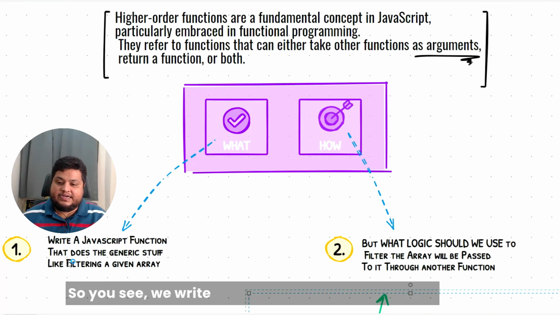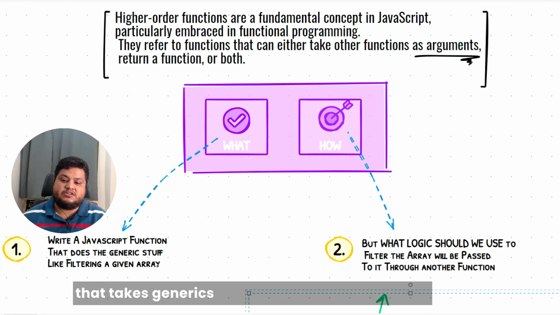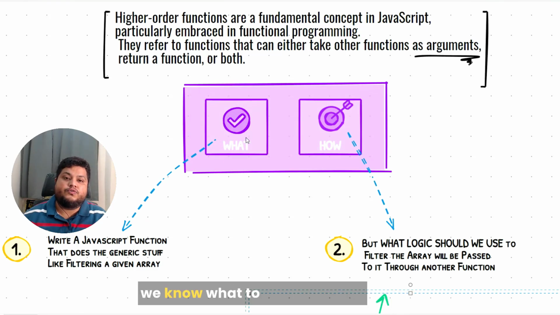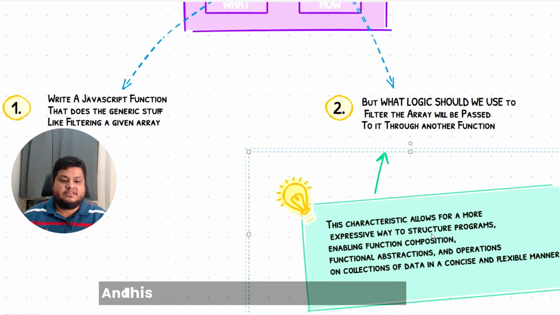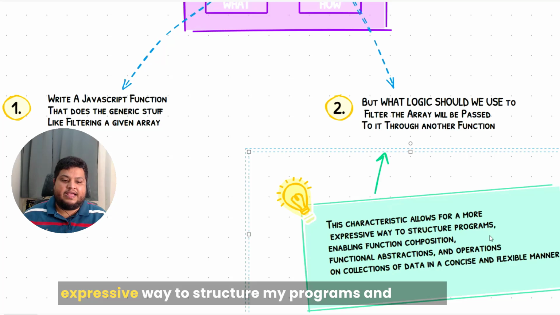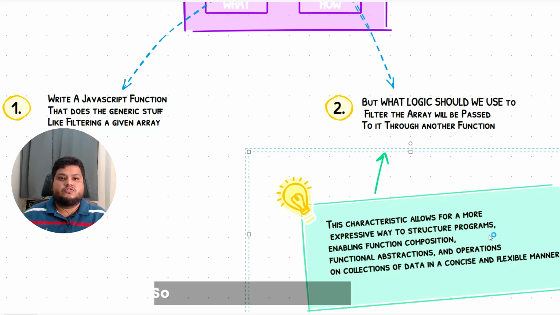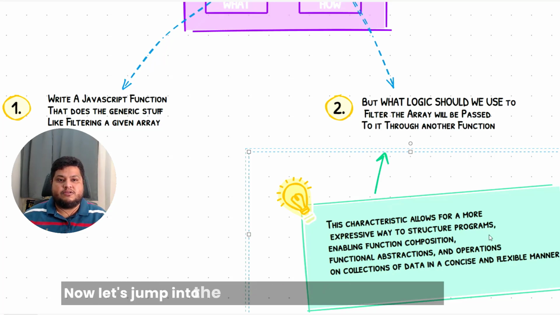So you see, we write a JavaScript function that does the generic stuff. So we know what to do. How it is to be performed is something you are responsible for, and this basically allows me to write a more expressive way to structure my programs and enables function composition and so on. So that is a wonderful way. Now let's jump into the practical and watch out for it.